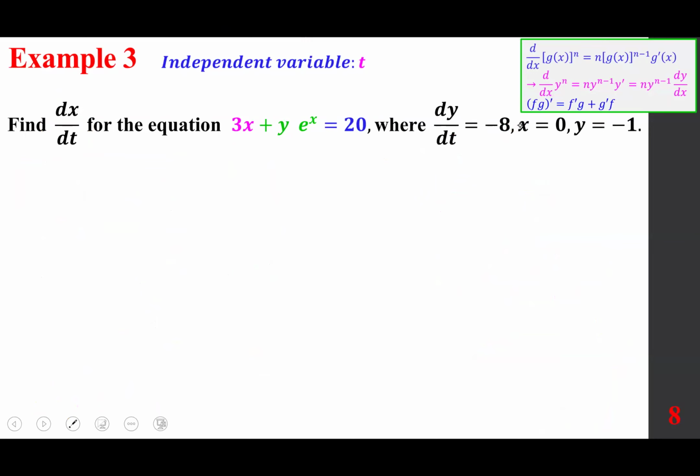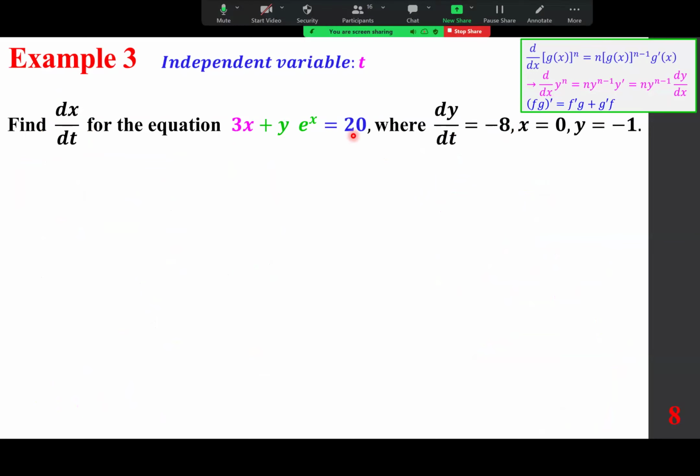We want to find dx/dt for the given equation 3x plus y e to the power of x equals 20, where dy/dt is negative 8, x is 0, y is negative 1. So let's differentiate term by term. 3x gives 3 dx/dt. Then y times e to the power of x. I put a raised dot in between, and I use the product rule.